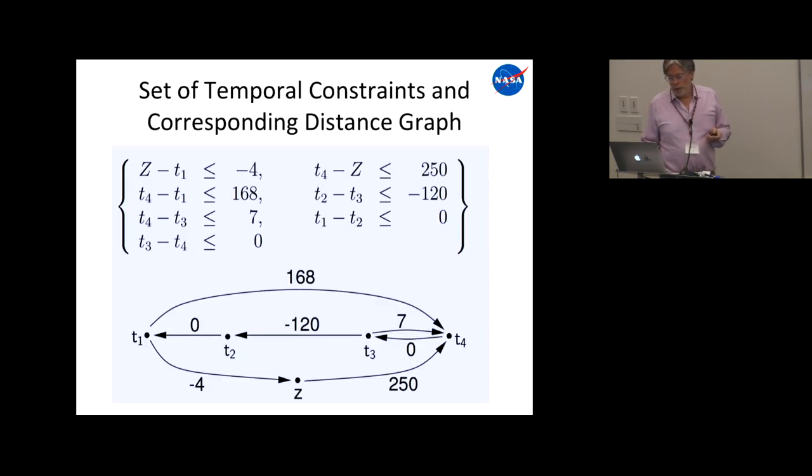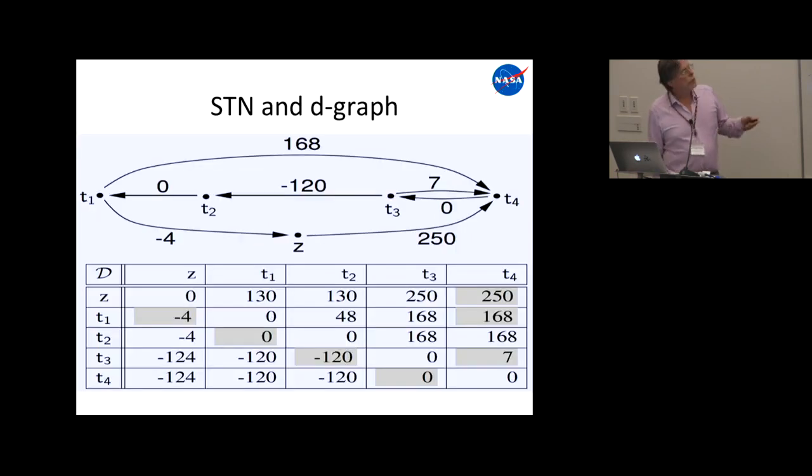Okay. So here's a set of temporal constraints. These are all just temporal constraints. Now they're all binary, and the reason they can be binary is we have this special reference time point Z, which represents just the beginning of time for this planning problem. That lets us uniformly represent all temporal constraints as binary. In fact, this is a constraint on the start time of T4. So there's the problem. There's the distance graph, and there's the D graph represented as a matrix.